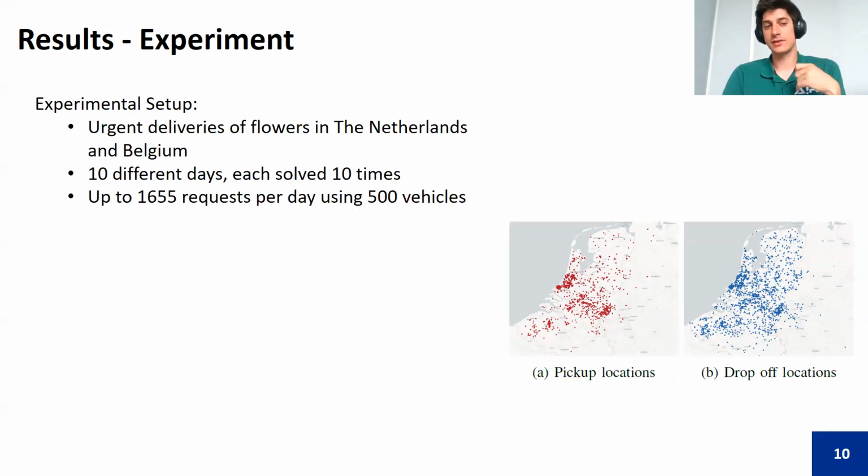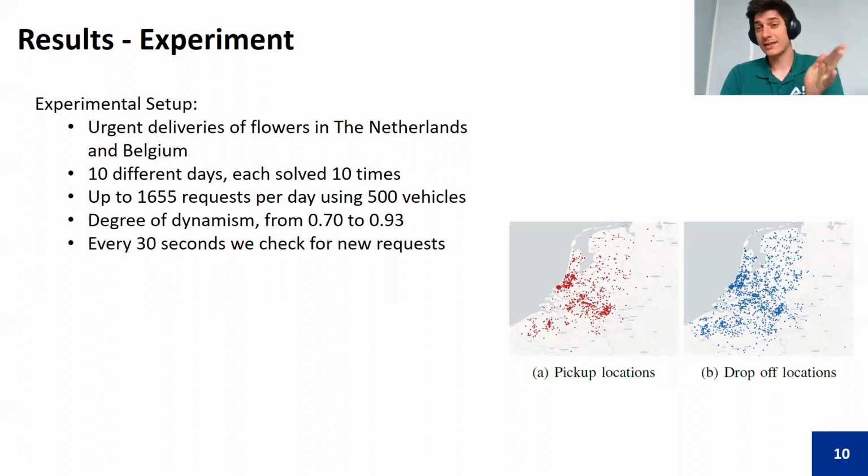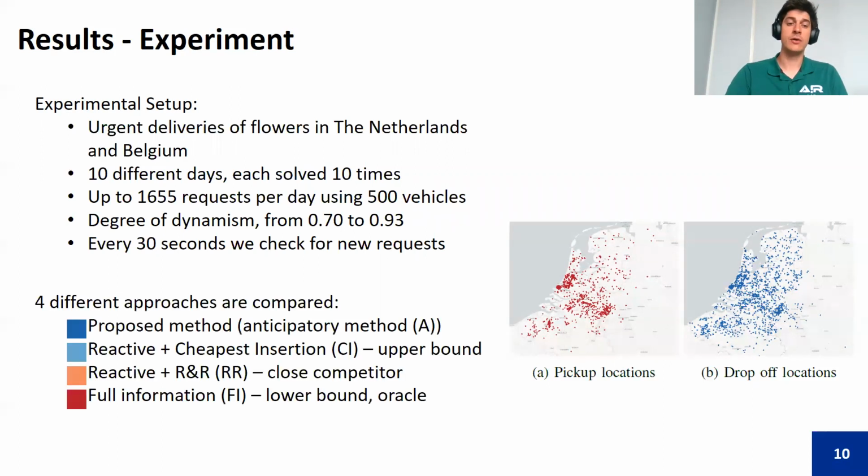One of those days consisted of up to 1,650 requests and 500 available vehicles. The degree of dynamism was between 0.7 and 0.9. And while simulating, we checked every 30 seconds if new requests got placed and if they got added to the problem. To gauge the performance of our algorithm, we compared it to three other approaches.